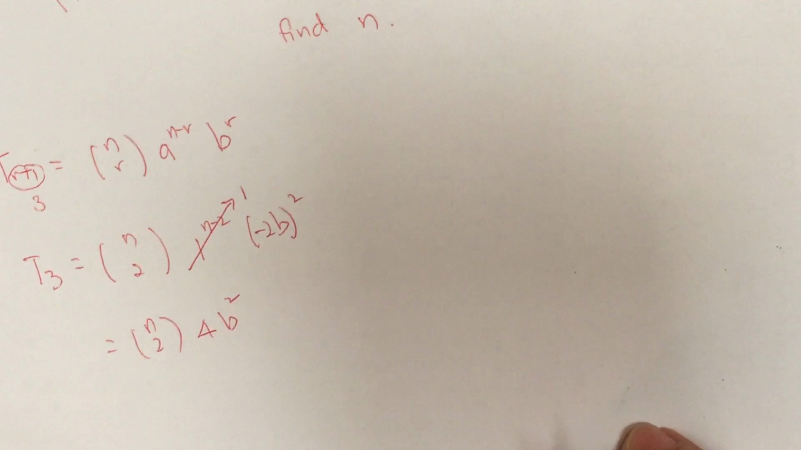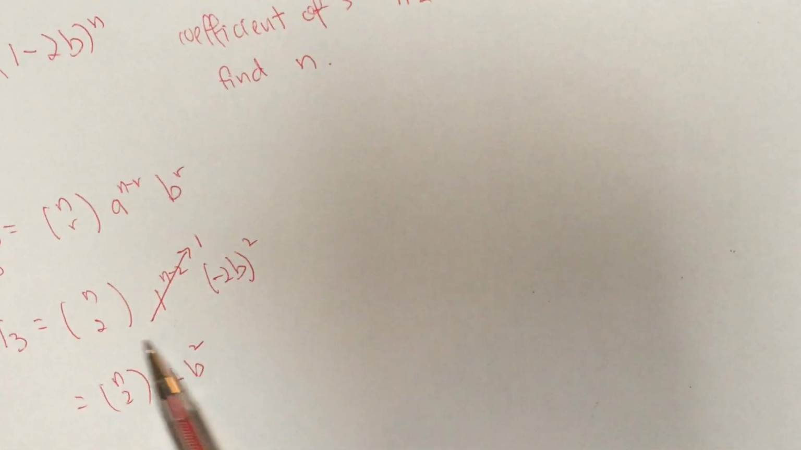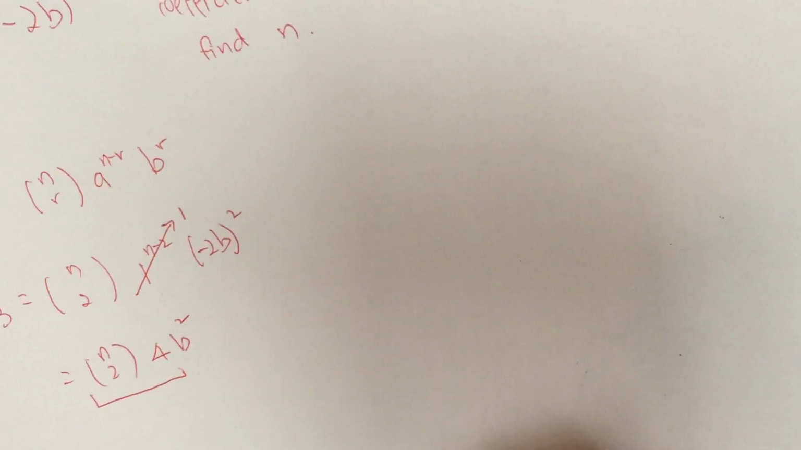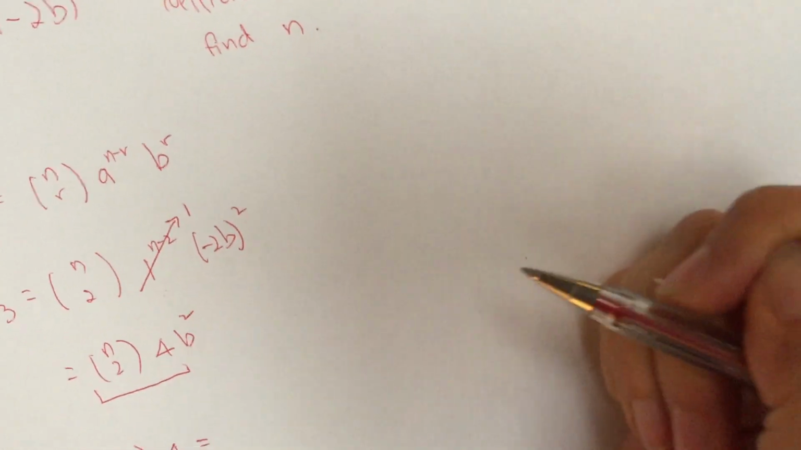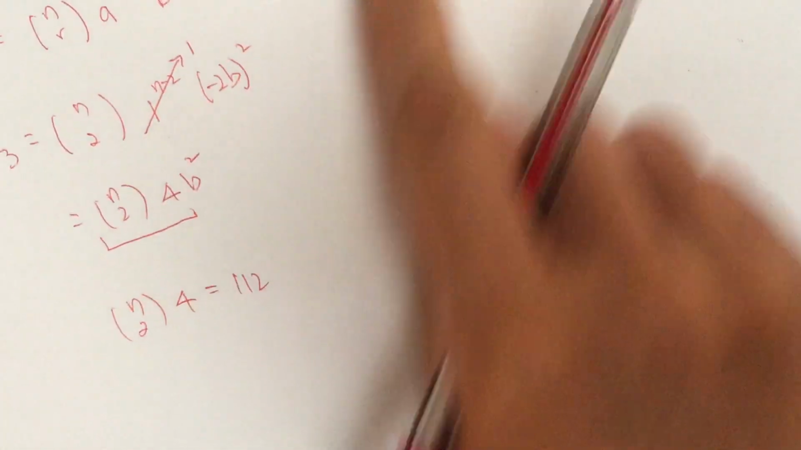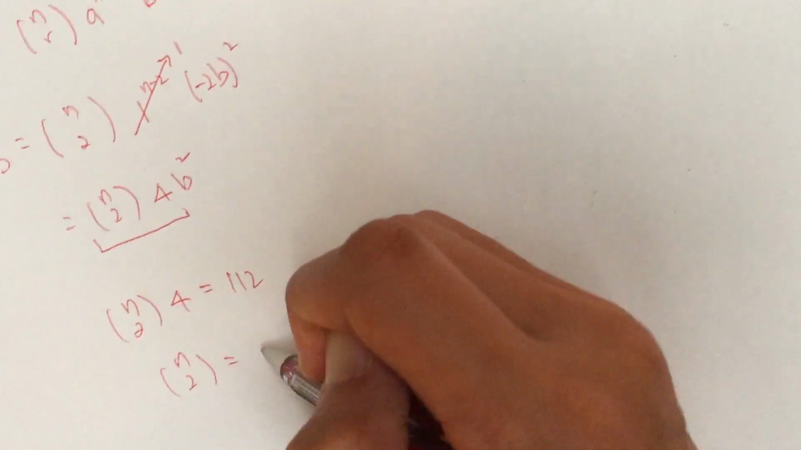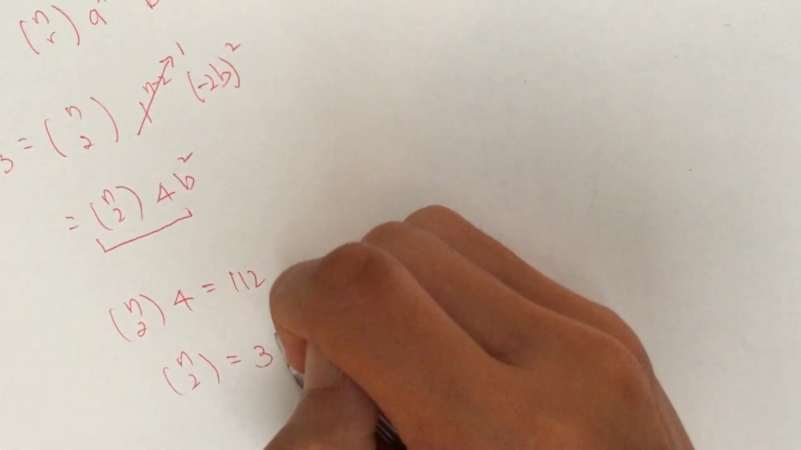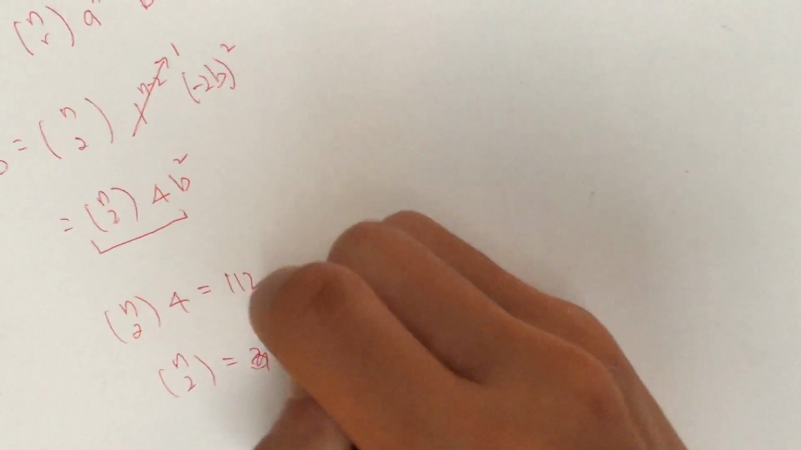So far, okay? Now, they tell me the coefficient of the third term is 112. This is my third term. Where is my coefficient? The coefficient is here. So my conclusion is nC2 times 4 must give me 112, because this was given in the question. So what should I do? Get rid of the 4. nC2 is 112 divided by 4, that is 28.